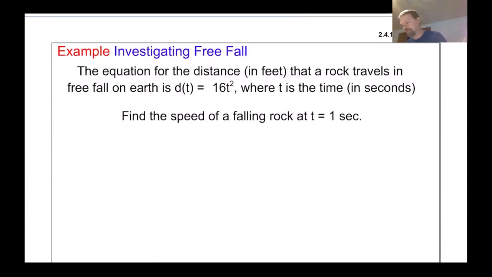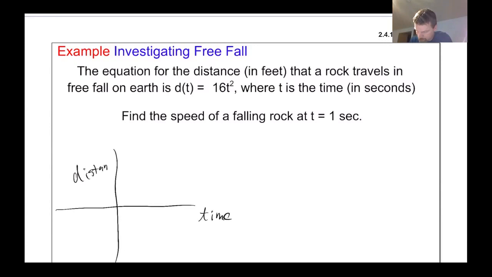all right, the equation for the distance in feet that a rock travels in free fall on Earth is d equals 16t squared, where t is time. When you drop a rock, the distance equation is going to look like that. y equals 16t squared. Which should make sense because as the rock is falling, it starts falling kind of slowly at first. But then as time increases, it travels faster and faster at a steeper and steeper slope, at a steeper and steeper rate, right?